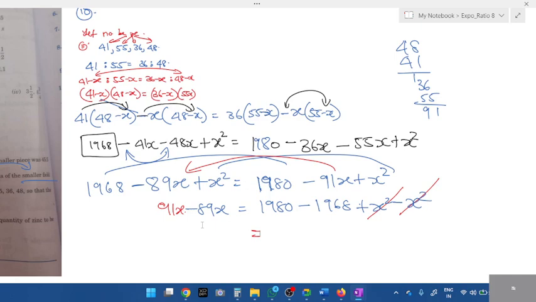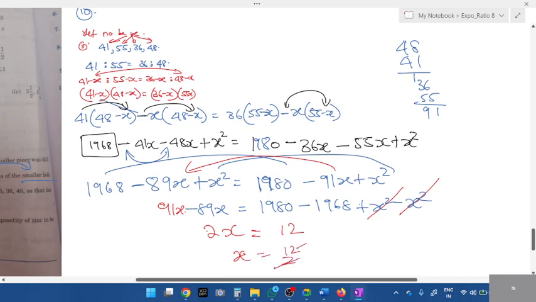Then what's the answer, Amilda? 12 by 2. Okay, here you get 2x and here 12. Okay, x is equals to 12 by 2. The answer is 6. X is equals to 6.